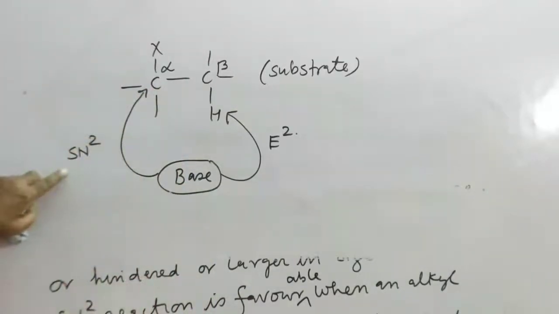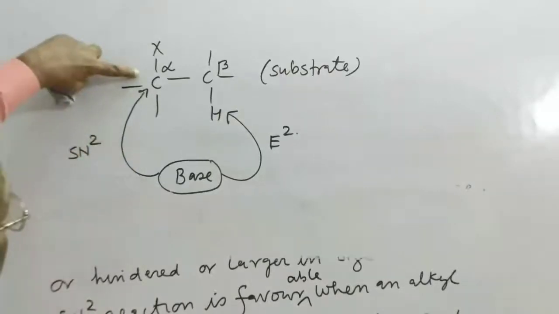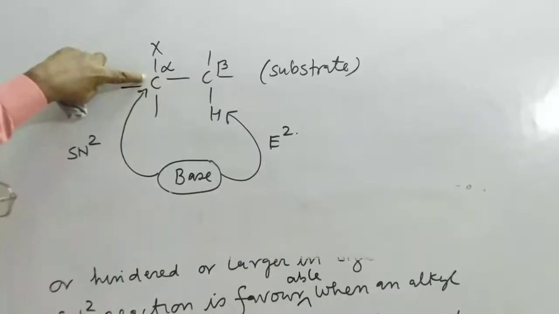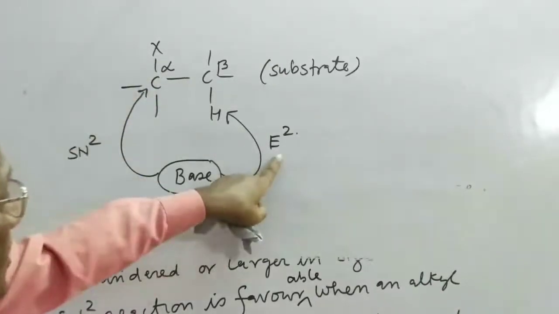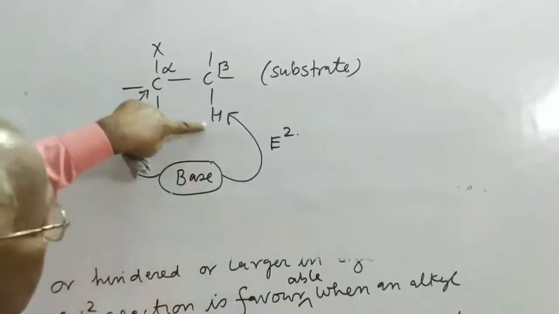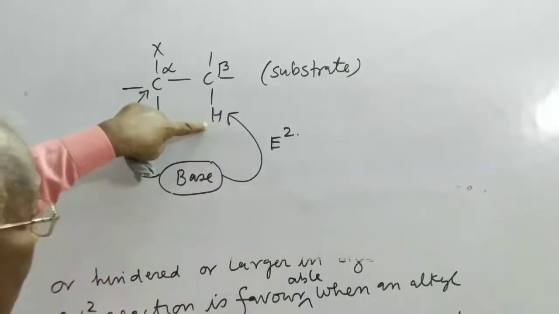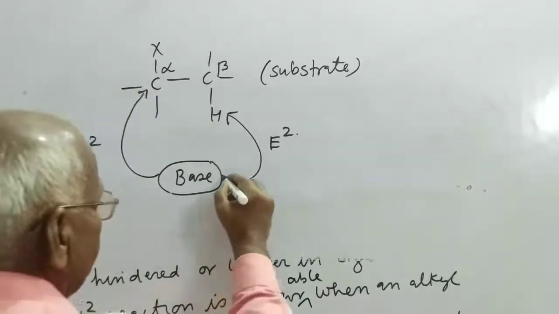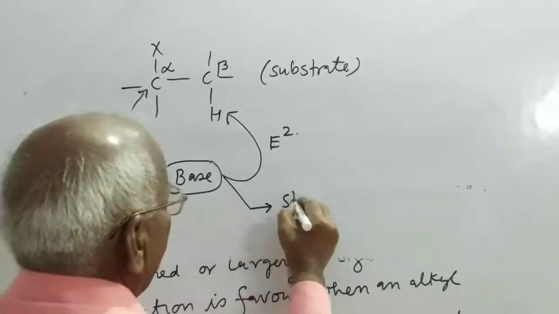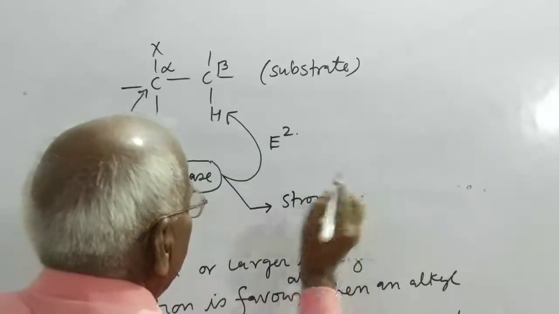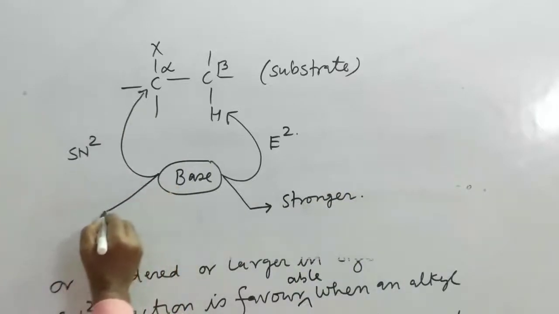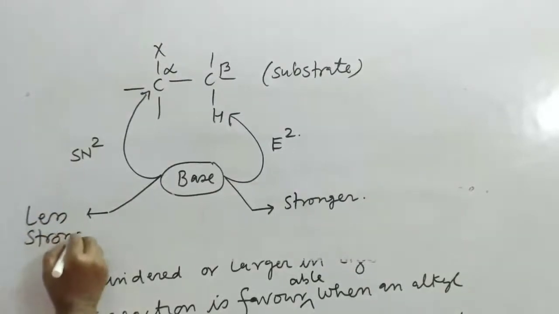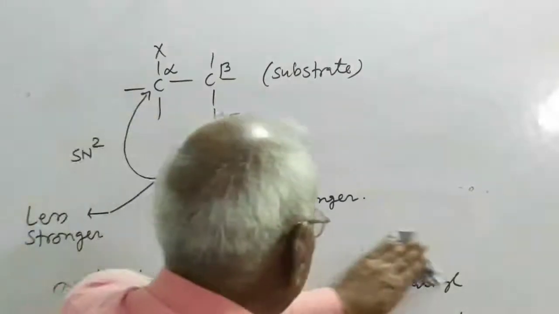So in SN2 reaction, the attacking base reacts on the alpha carbon atom. For this, the carbon should be unhindered. While in case of E2 reaction, the base reacts with the beta proton and ultimately abstracts it from the beta carbon atom. So the nature of the base should be stronger in E2, and in the SN2 case it should be less strong.